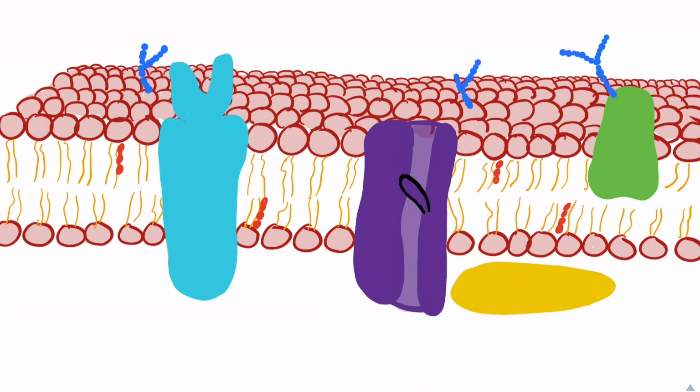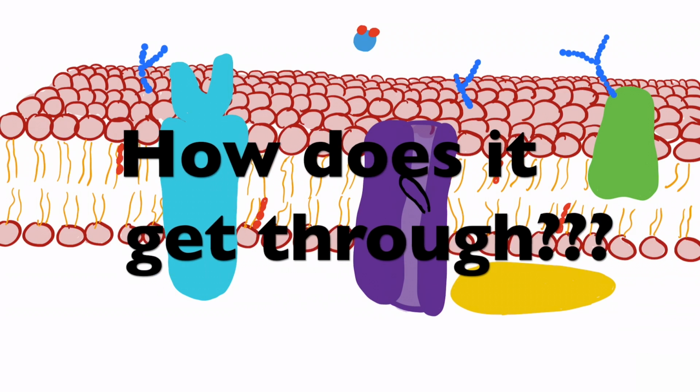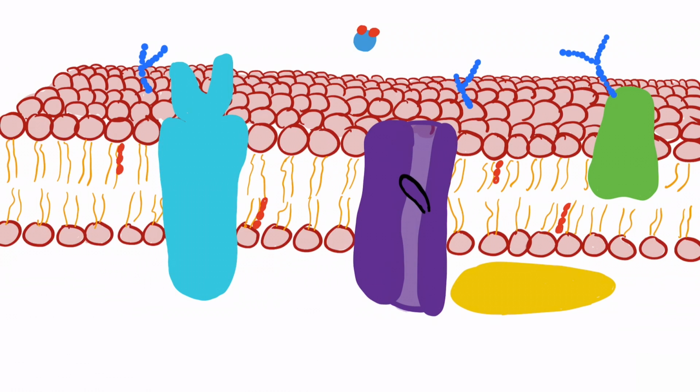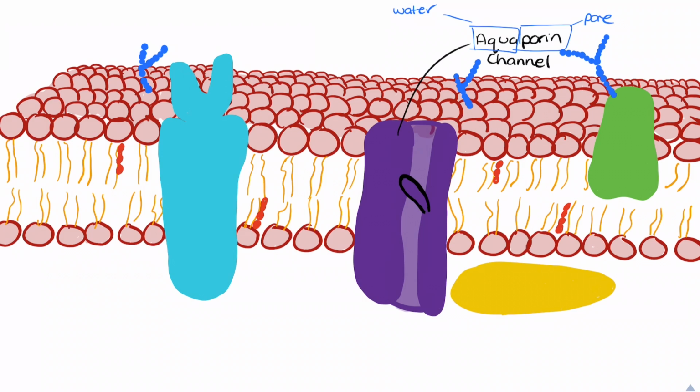Water, as we know, moves into and out of the cell by a process called osmosis. But I just told you that water cannot diffuse through the membrane on its own accord. So how does it get through, I hear you ask? Well, osmosis is actually a kind of facilitated diffusion where water moves through a protein channel. Now, this protein channel we specifically call an aquaporin channel. Aqua meaning water, porin meaning a pore or a hole. So this actually kind of makes sense.